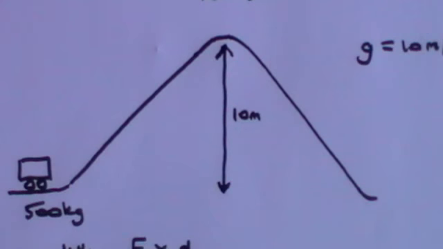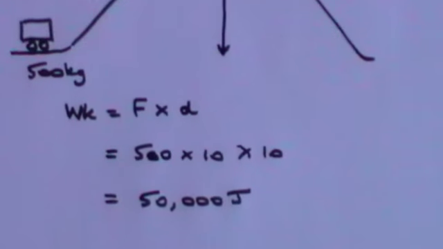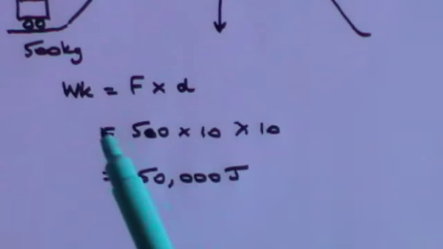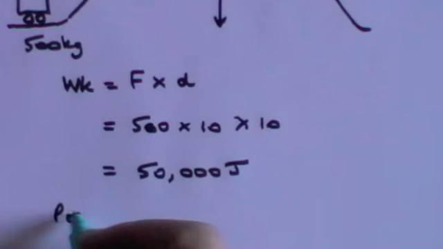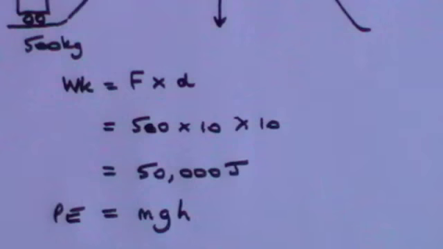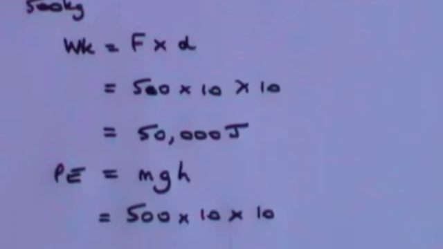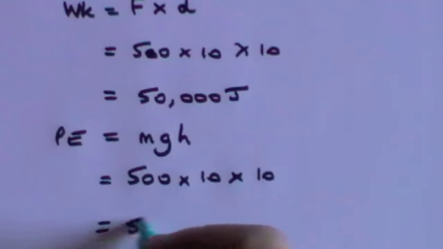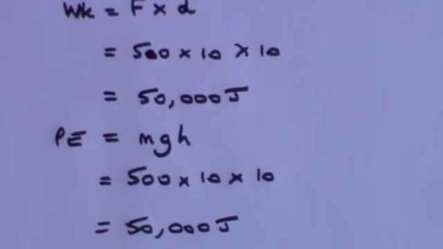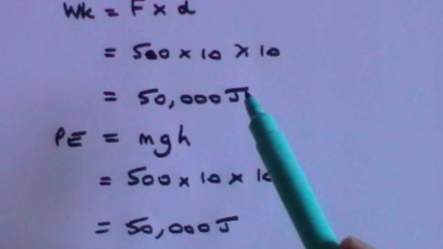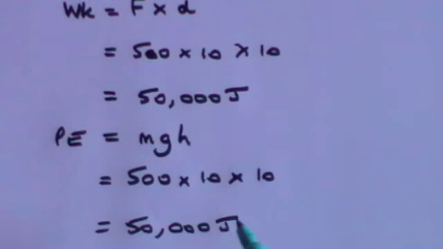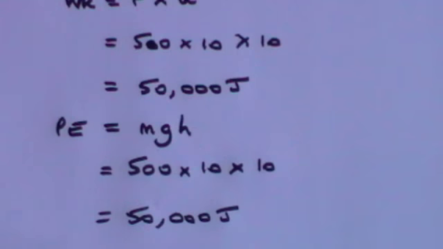When it is at the top of the roller coaster, of course, it will have a potential energy of 50,000 joules because the work done has provided the 50,000. The potential energy when it's at the top equals mgh, and that's going to be, mass is 500 kilograms, g is 10, h is 10 meters, the height, and that equals, of course, 50,000 joules. That's entirely reasonable. You did 50,000 joules worth of work to get the thing to the top. It then has 50,000 joules worth of potential energy.